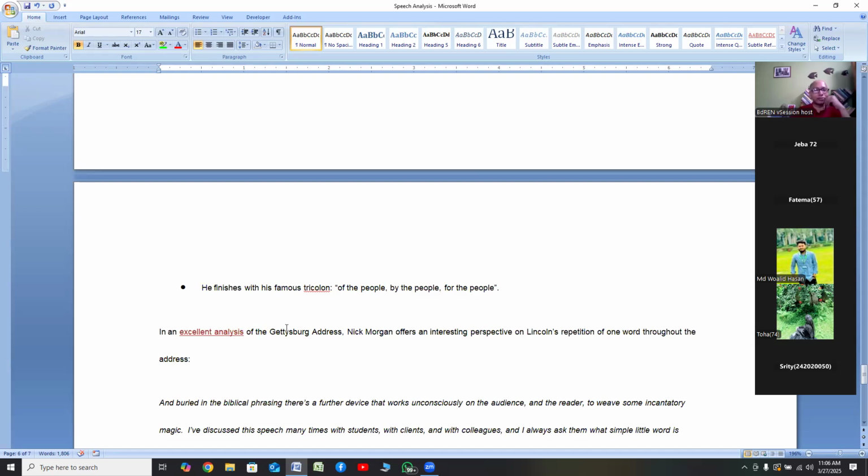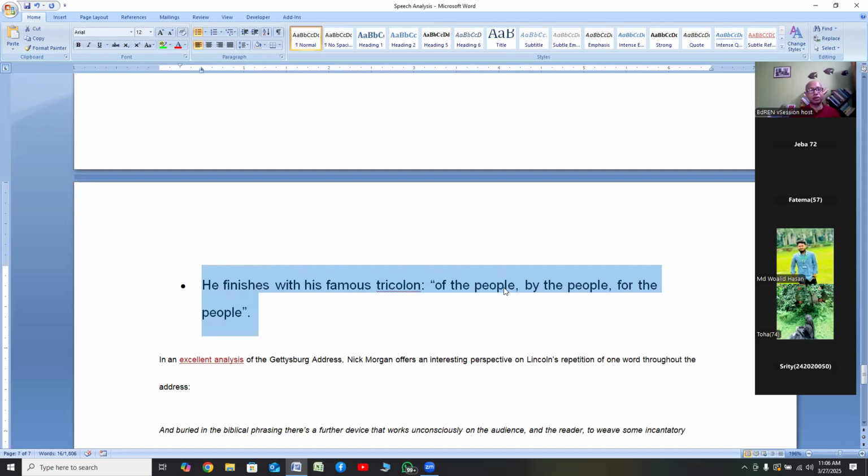So in this way, Abraham Lincoln finished the speech with the use of tricolon. That is, of the people, by the people, for the people. The government of the people, by the people, for the people. That is, three consecutive ideas are put side by side.